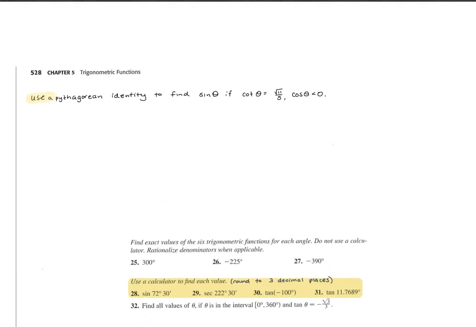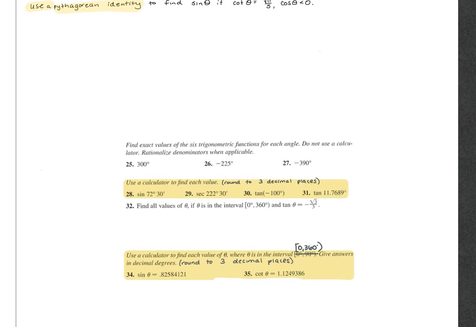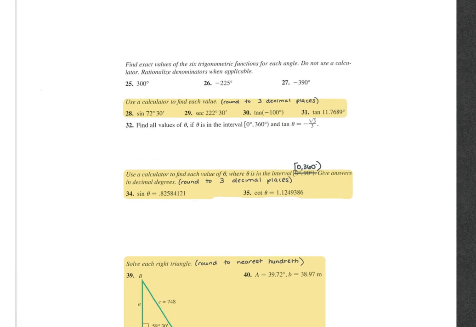There's a question here at the top. Don't forget about that. That's your Pythagorean identity. So this is your sine squared plus cosine squared, or 1 plus tangent squared, or cotangent squared plus 1. This is still non-calculator for 25, 26, 27. Then we get to the calculator part for finding the sine, the cosine, the tangent, that kind of stuff. Back to 32, not calculator. 34, 35, calculator. 39 and 40, calculator. That's SOHCAHTOA.